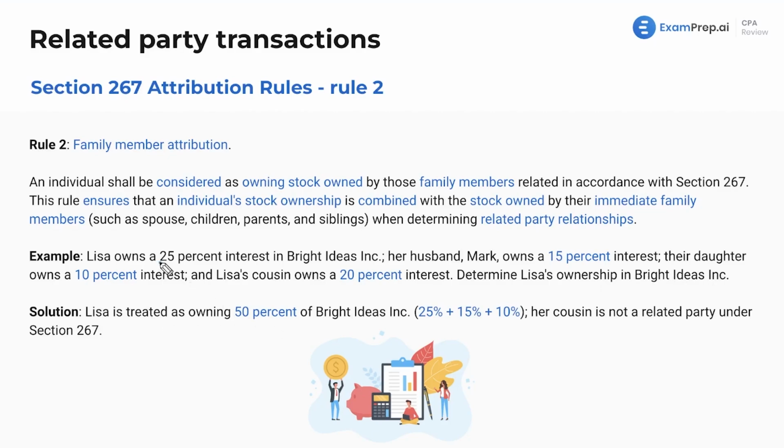So even though Lisa only actually owns 25%, Lisa is going to be treated as owning 50%, thus making this entity a related party to her. Because her 50% consists of her 25%, her 15% through her husband, and 10% through the daughter. However, the cousin is excluded, not that it matters because we did breach that 50% ownership here. The cousin is not a related party under Section 267.